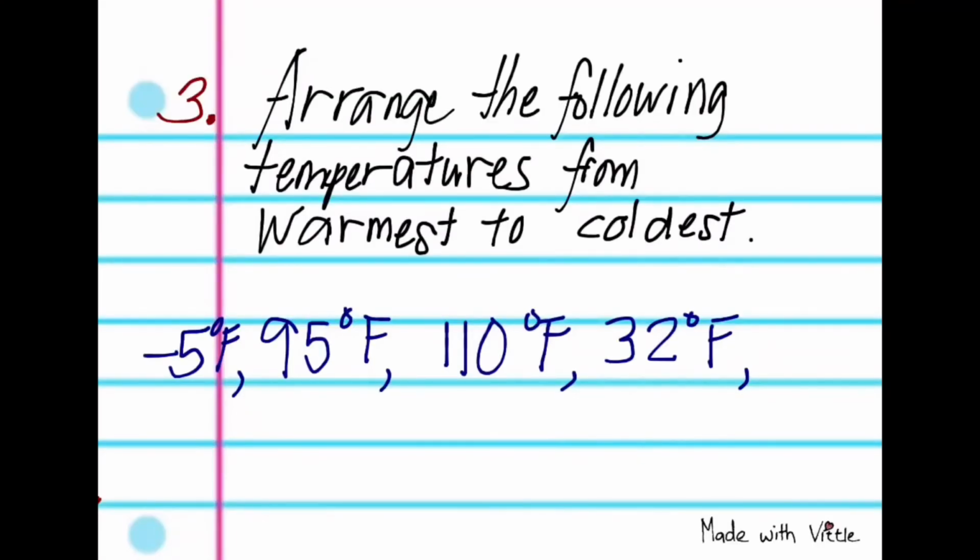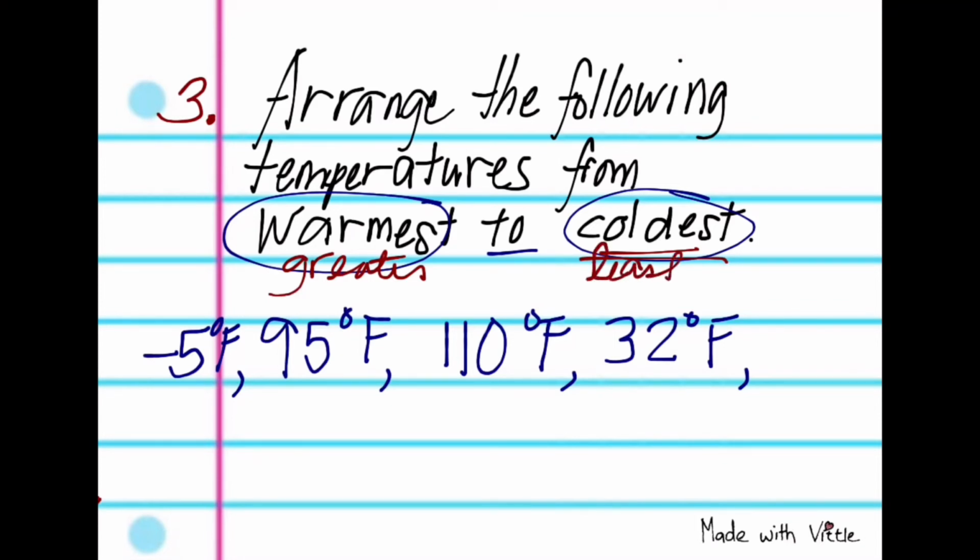Now let's arrange some set of temperatures from warmest to coldest. Do you remember when it's warmest? What does it mean? Warm means it's a higher number. It's a greater number than a number that is colder or coldest. When it's colder, the temperature is a smaller number, so it's the least number, okay? So warmest to coldest also means greatest number to least.